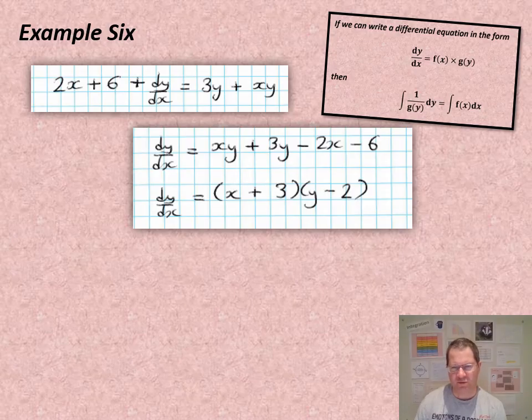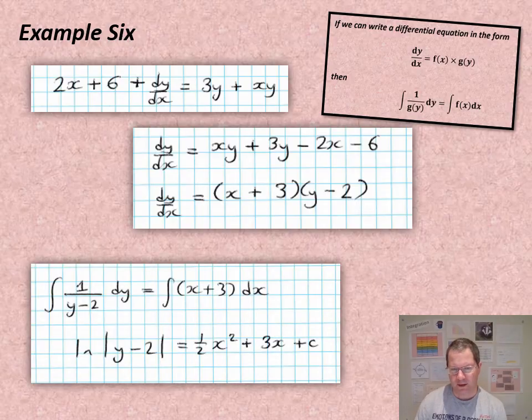So we get (x plus 3)(y minus 2), and that is in the form of f of x times g of y. So if I divide by y minus 2 and times by dx, I get the integral of 1 over (y minus 2) dy is equal to the integral of (x plus 3) dx, from which we get ln (y minus 2) is equal to a half x squared plus 3x plus c.